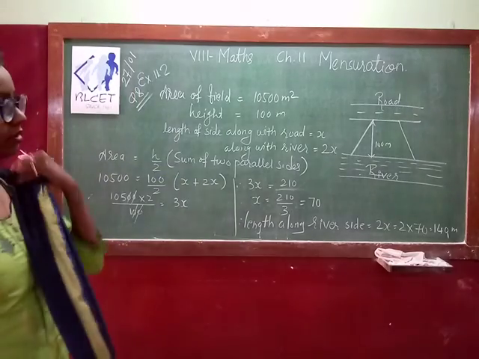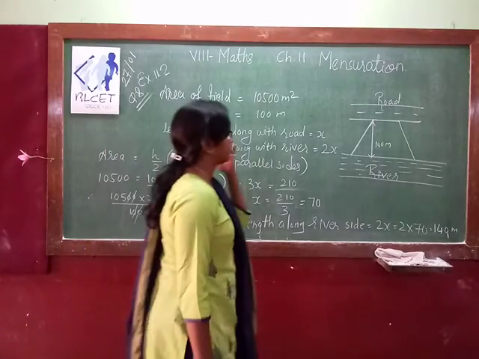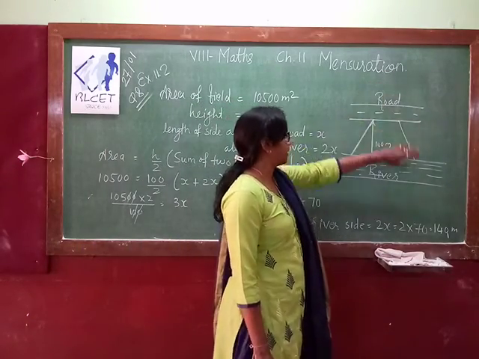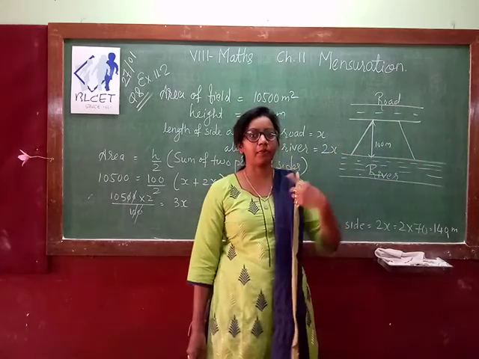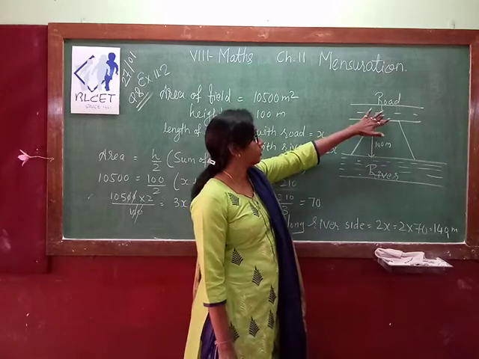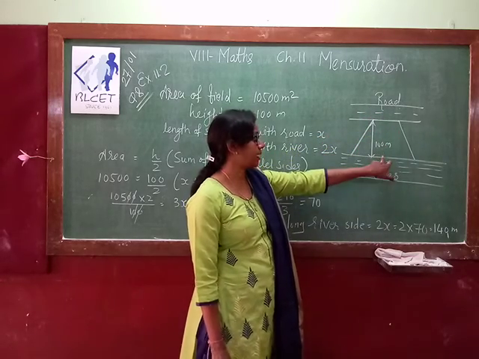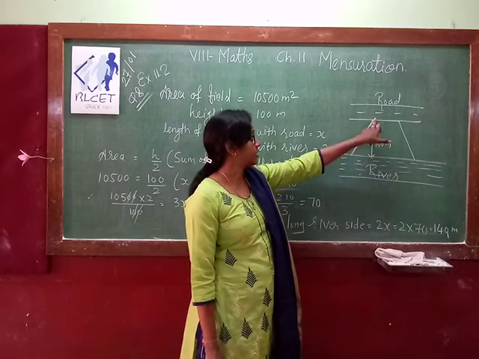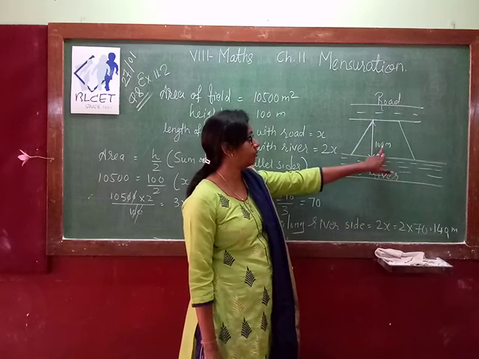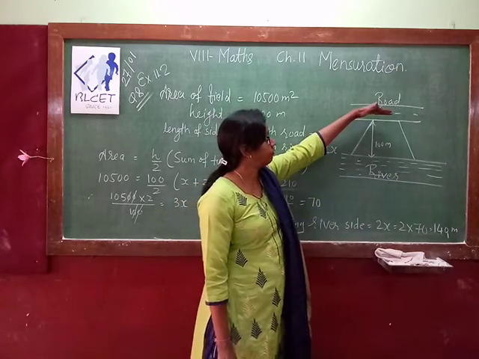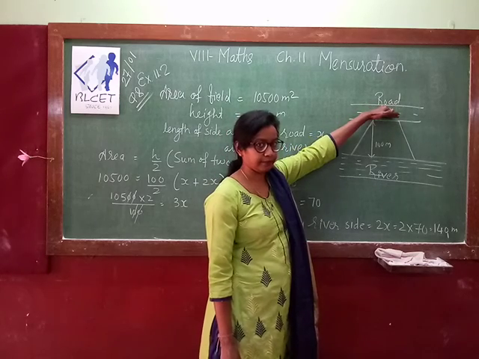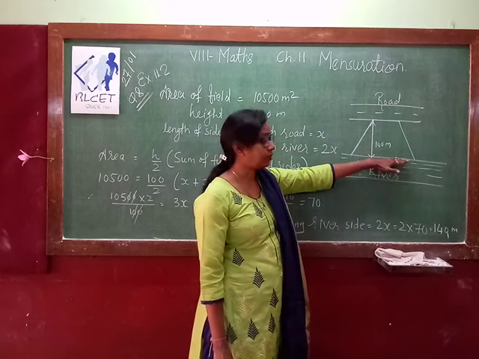So students, just observe the diagram. This is the road side, this is the river side. In between, the field is there, in the shape of a trapezium. Now this road side and river side are the parallel sides. The distance between them, that is the height of this trapezium, is 100 meters. Now what is given? The length of this road side and the length of this river side.